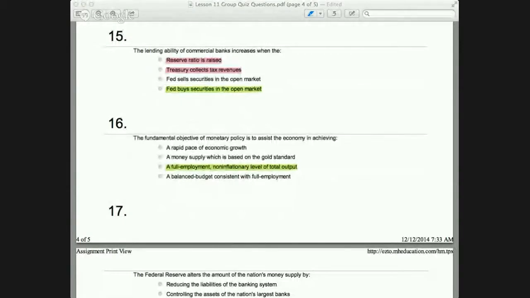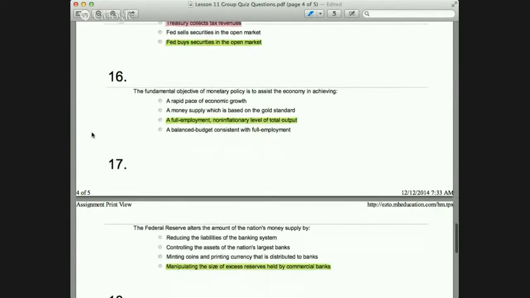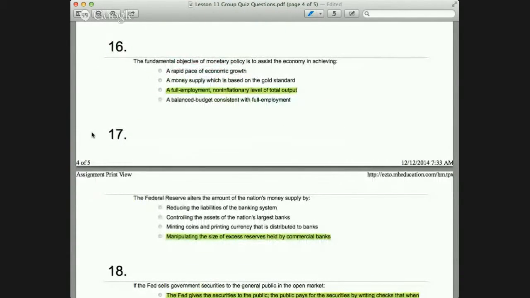And the lending ability of commercial banks increases when I chose when the Fed buys securities in the open market. Yep, that's what I had. That took me a while, so I think it's pretty right. Yeah. So, yeah, I got the last 5, 16. Or sorry, what were you saying? Yeah, 16. Go ahead. The fundamental objective of monetary policy is to assist the economy in achieving full employment, non-inflationary level of total output. Yep, I got that.